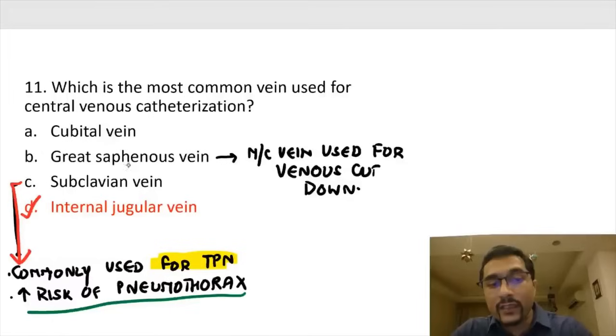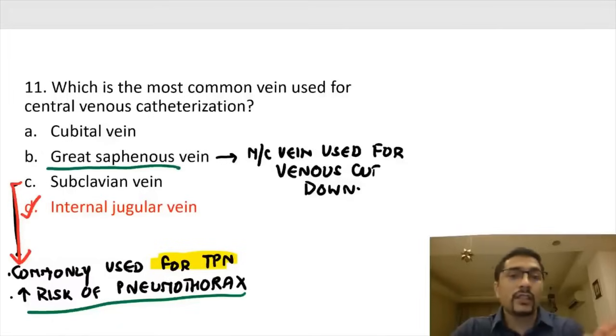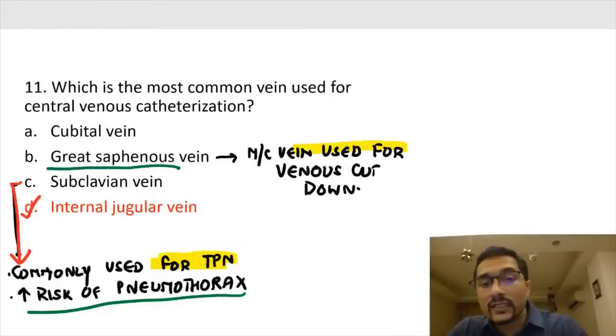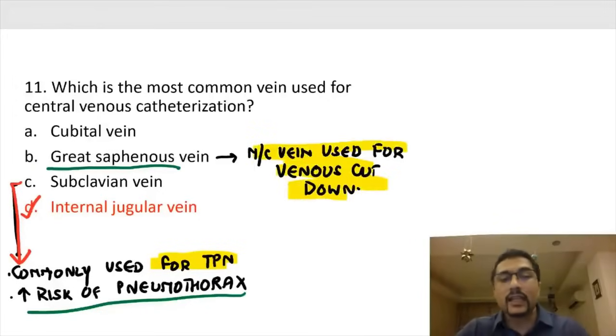And great saphenous vein is not used for central venous catheterization, but it is used for venous cut down. Venous cut down or venesection is done in trauma patients. If you are unable to insert an IV line, there you can do a venous cut down, and the great saphenous vein is the most common vein used there.